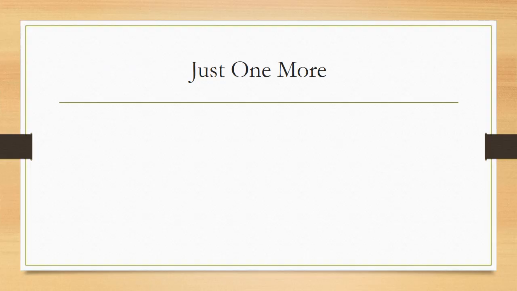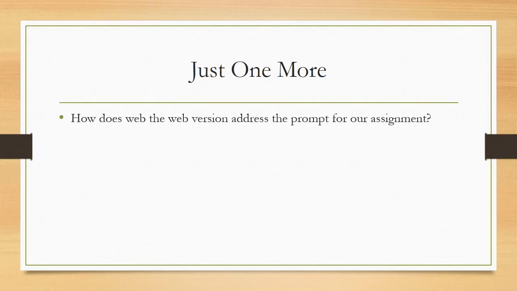All right, so the basic question I'm asking here is how does the web version, sorry for the typo, address the prompt for our assignment? And in other ways, how is Anderson's article very much like what I'm asking you to do in our assignment? And this is the same question I ask you in the discussion board post, but I ask you to find your own web article. So go pick an article and write about it.